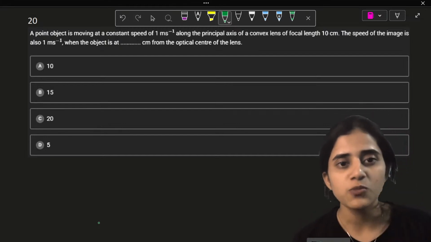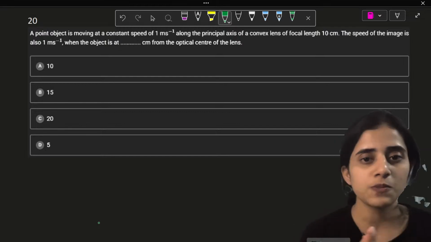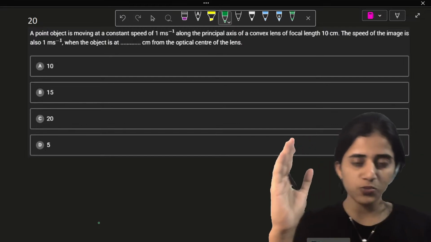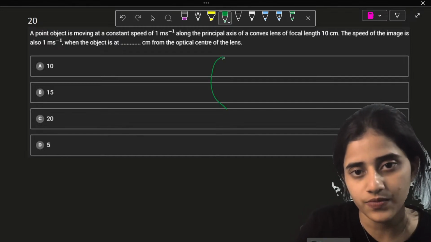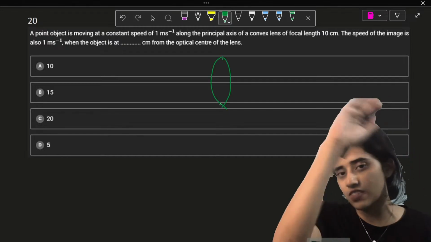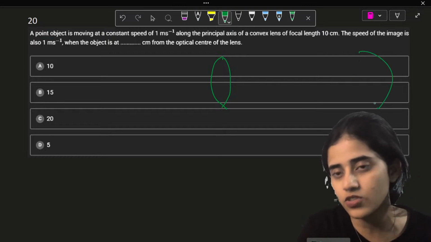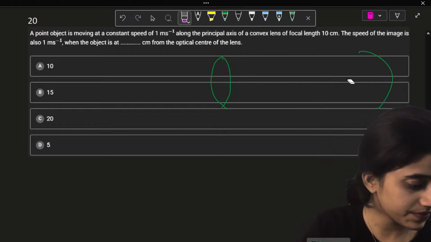A point object is moving at a constant speed of 1 meters per second. Okay, so the object is moving along the principal axis of convex lens. So this is a convex lens like this. Concave is like a cave, like this. This is concave.